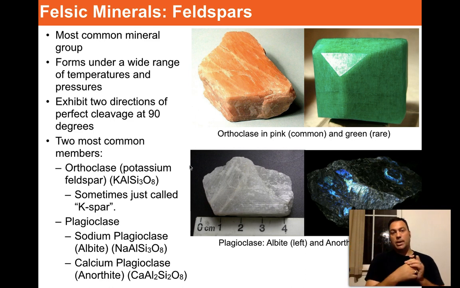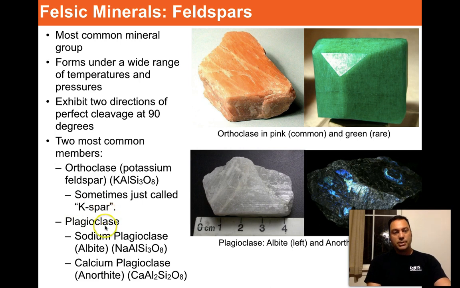And if you don't remember what 90-degree cleavage looks like, go back in the video and find where we talk about that. The 2 most common members are orthoclase, which is potassium feldspar. That's this pink stuff up over here. And it's got this formula, potassium, aluminum, silicon, and oxygen. But this is the main thing, right? The potassium here. And it turns out the most common variety is this pink kind of orthoclase or potassium feldspar, same thing. But there is a rarer form of it, this green type of potassium feldspar, which is called amazonite. Typically, we just refer to it as K-spar because it's potassium feldspar, and the symbol for potassium is the K. So we call it K-spar.